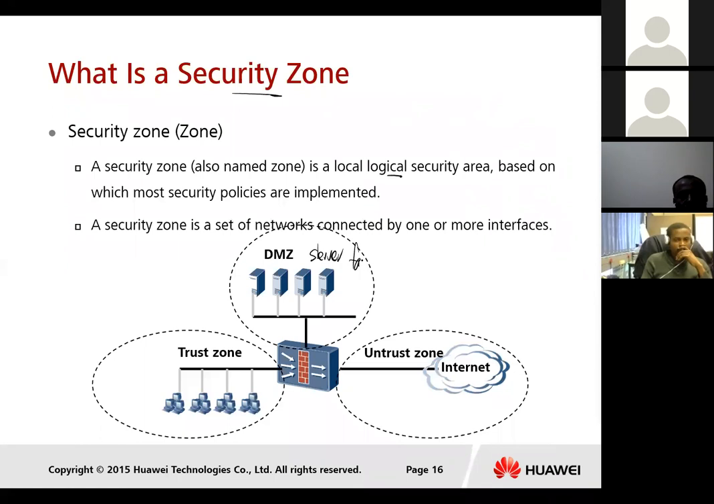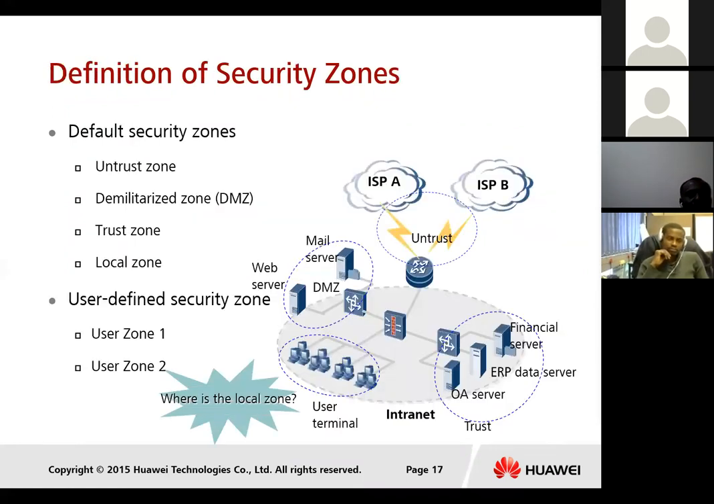Let's say my server farm, I call it a DMZ. And this is my local area network, which I define as trusted. And untrust is everything connecting to the ISP. But definitely you can define your own self-defined zone. Okay, but definitely all the default zones have been predefined for you, like untrust, DMZ, trust, and local. Okay, those zones have been defined already in the first place.